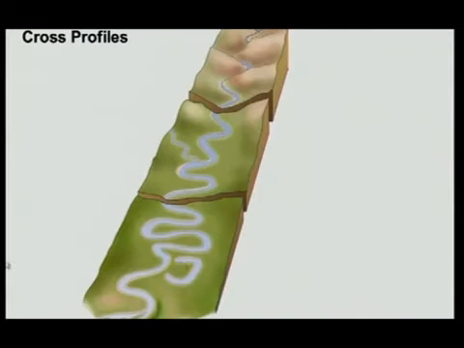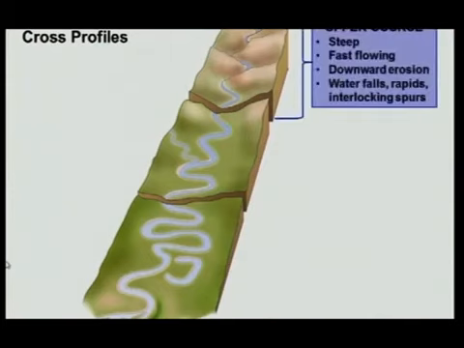Now let's have a look at this. The first thing is the upper course, right? The upper course is steep, it's fast flowing, downward erosion, and there we usually get our waterfalls, rapids, and interlocking spurs. Now what I'm doing now, people, I'm just summarizing what was said in the video clip. And then the middle course, the cross profile would look something like this, from the one river bank to the other river bank.